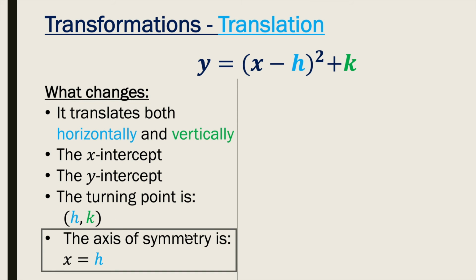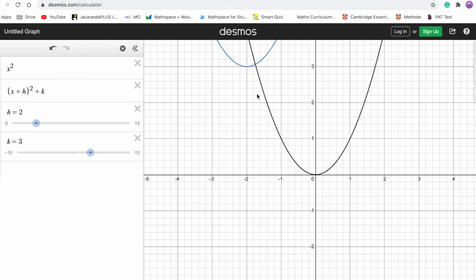What else is changing? The axis of symmetry, which now is going to be x equals h. So if we go here, I'm going to bring it down just so that we can see it better. There we go. We can see that my axis of symmetry depends on the value of h. In this case, it is x equals negative 2. Remember, because this one is positive, it has translated to the left, so it's going to be negative 2 here. That's my new axis of symmetry.